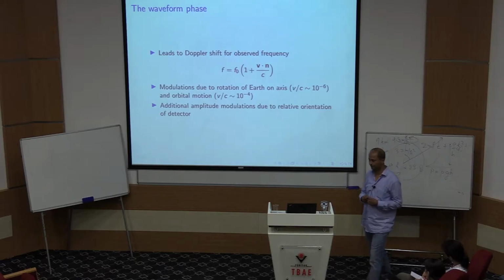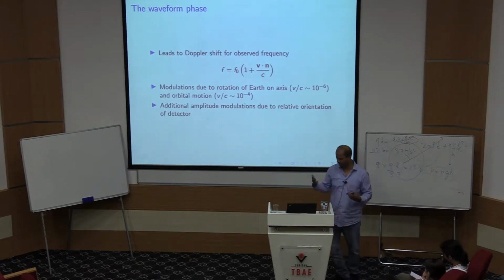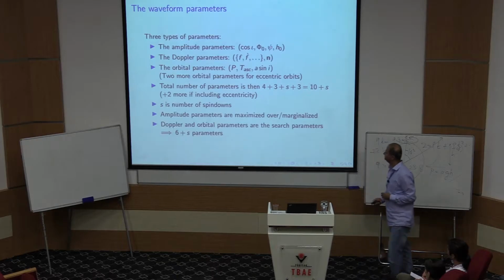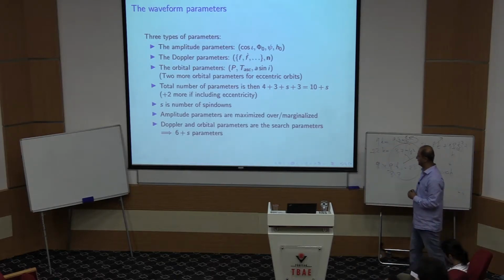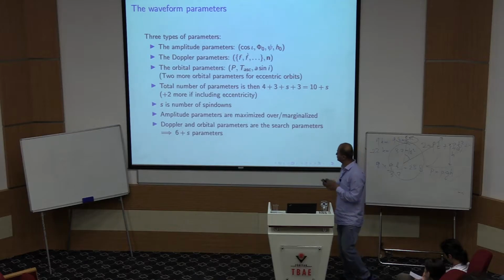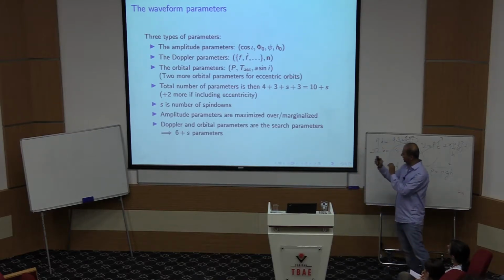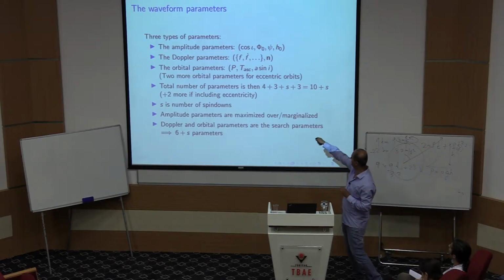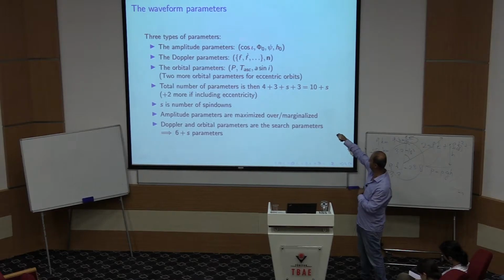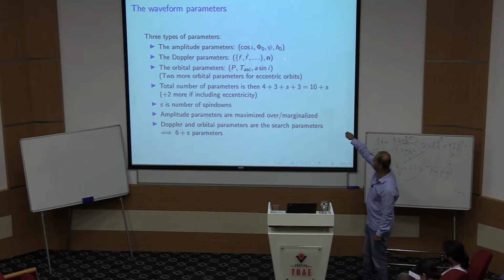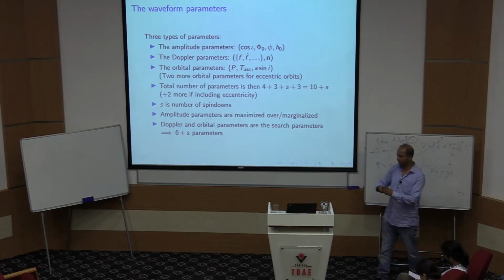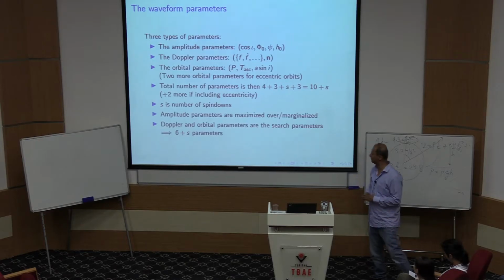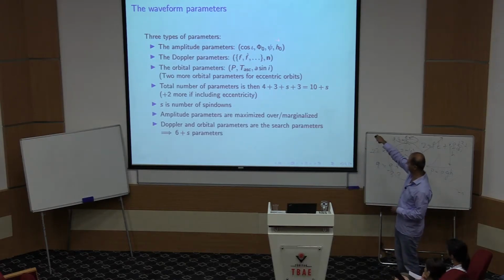Okay? So these can be large effects that have to be taken into account. So just to now count the parameters of the signal. First of all, you have the parameters which I'm calling amplitude parameters. I'll explain tomorrow why precisely. These are the inclination angle of the system, cosine of the inclination angle, initial phase, and this angle psi, the polarization angle that Scott talked about, which tells you the other angle of the orientation of the star, and this constant amplitude here. These do not enter in the phase.